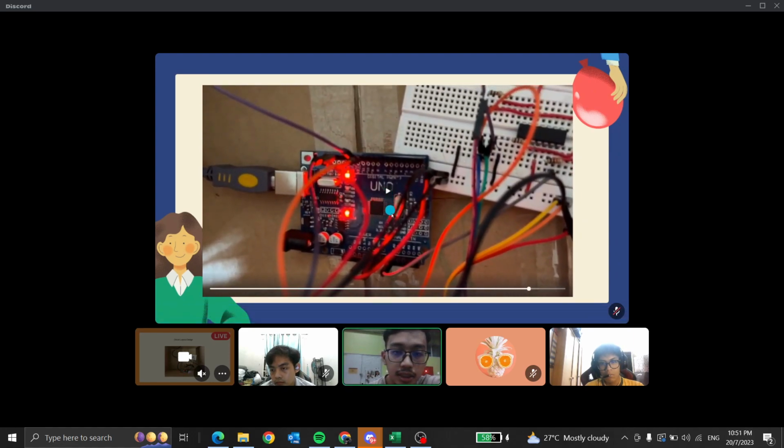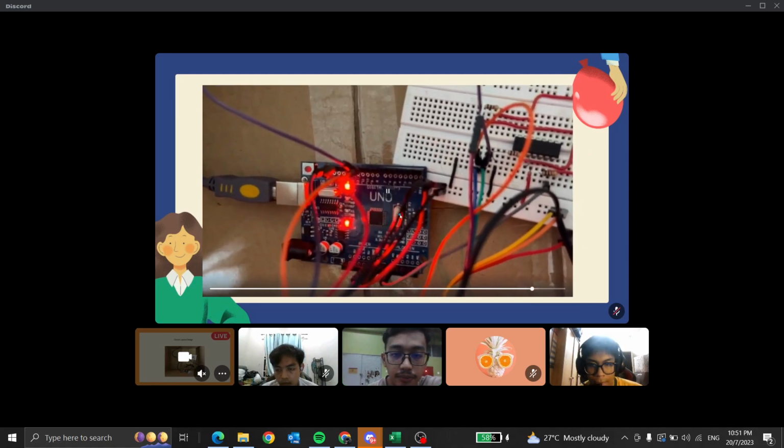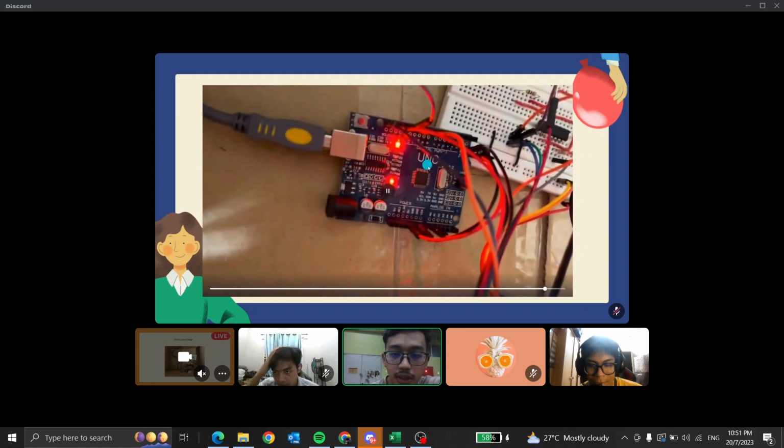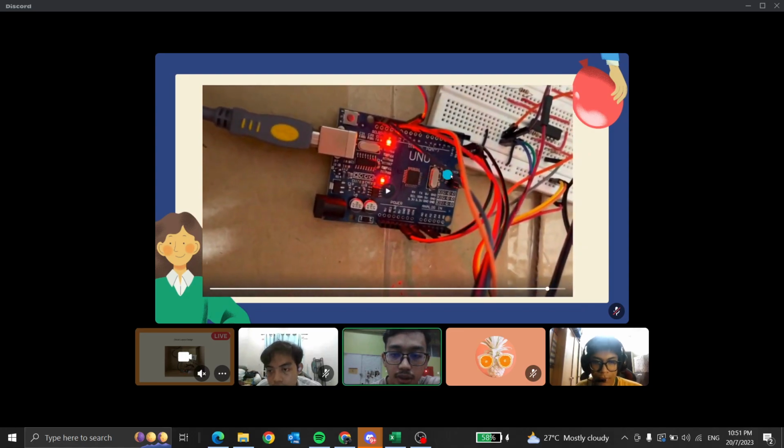As you can see, the LCD's SDA and SCL pins are connected to the Arduino board. Also, pin number 11 and pin number 12 are connected to the yellow LED and blue LED for the digital power. And for the analog, we connected the sensor to the A1 pin.